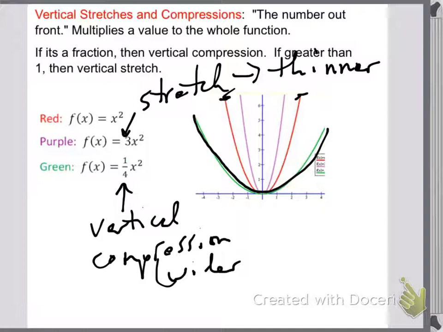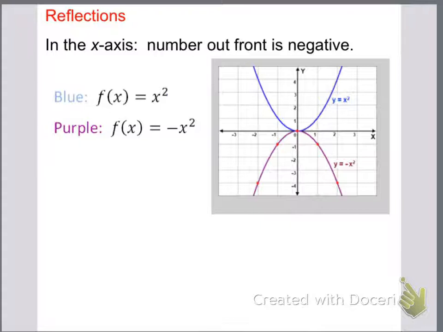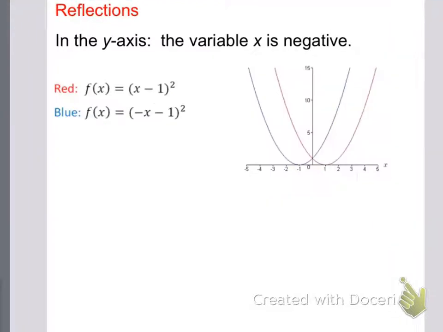So fractions less than 1, then it's a vertical compression. If it's greater than 1, then it's a stretch. Reflections, okay? We know this, all right? If there's a negative in front of x squared, it's flipped upside down. Okay? We know that. We've talked about that.